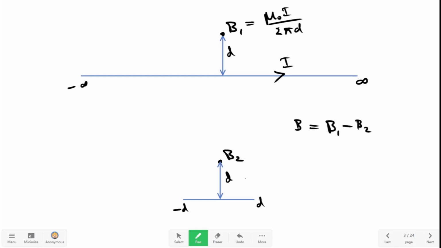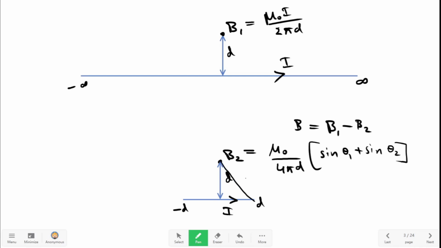Now when the wire is finite, carrying the same current I, the magnetic field B2 is given by mu naught I upon 4 pi d times sine theta 1 plus sine theta 2. Here theta 1 and theta 2 are these angles. This is theta 1. This is theta 2.